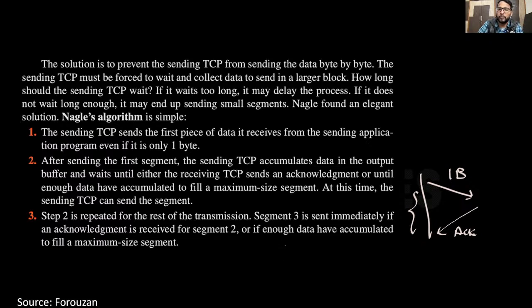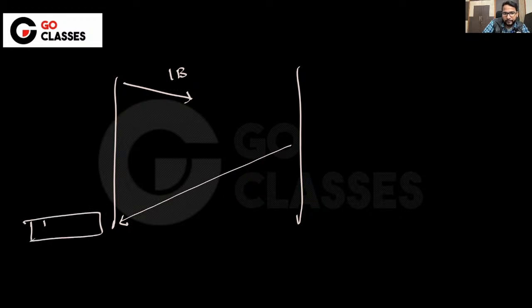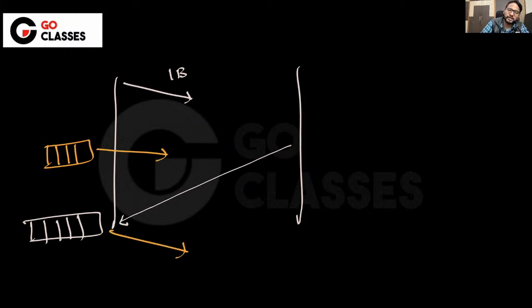You do not need to know much of the detail, to be very honest, but you should know the idea. The idea here is that first you send the first packet, which is even 1 byte, then you wait for the ACK. By that time you will be having enough data, or maybe in between, if you are having enough data, then you send that. If you do not have it in between, then you send when you get the ACK. By that time you will be having enough data, then you do it. That's all it does.